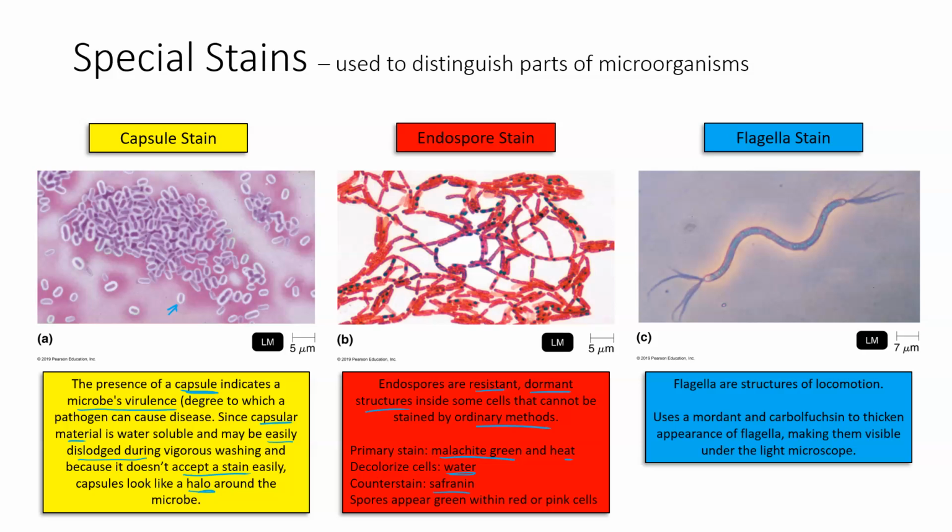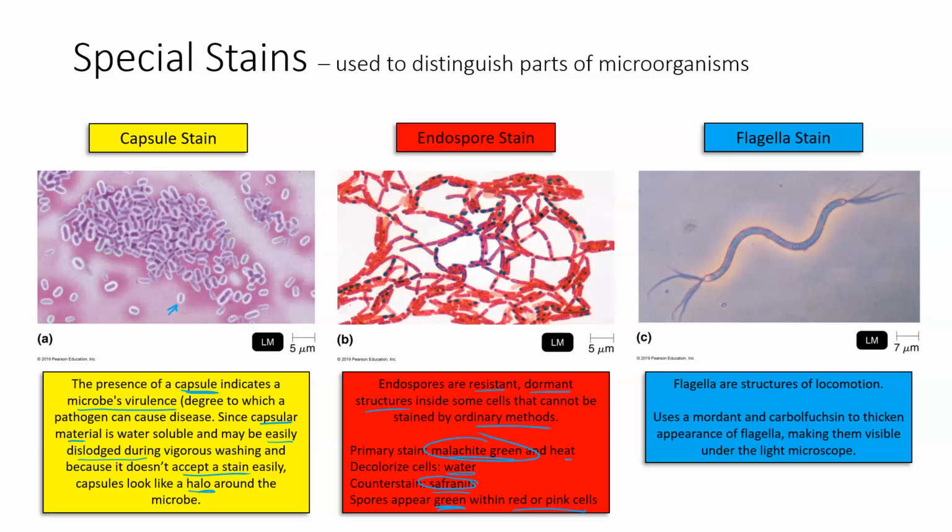We then wash the cells, we decolorize them with water, we counterstain them with safranin, which if you remember from our gram stain technique is the red stain. And when we go through this technique, spores appear green because of the malachite green, and then they have this little green dot within the red or pink cells. So the cells are stained pink from the safranin. The endospore is stained green from the malachite green, and if the cells have an endospore present, they look like a red cell with a green interior dot. The green interior dot being the endospore, and the cell that is red obviously is the red cell.